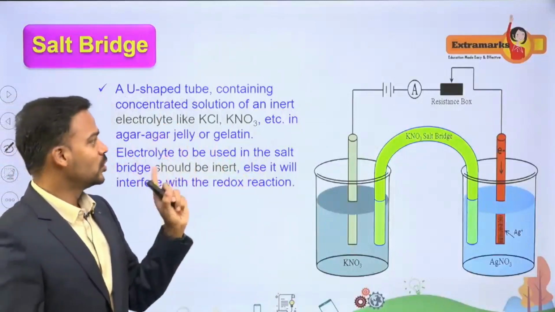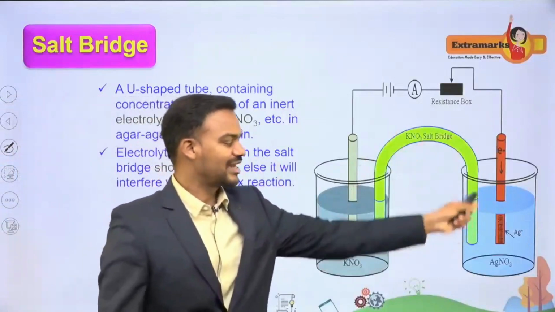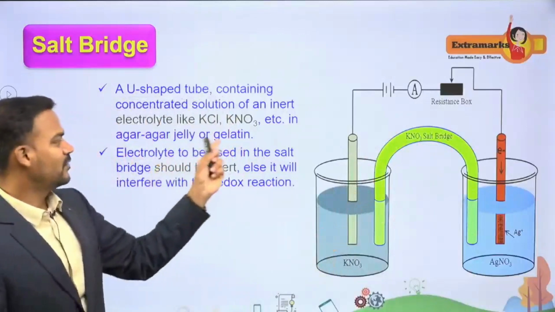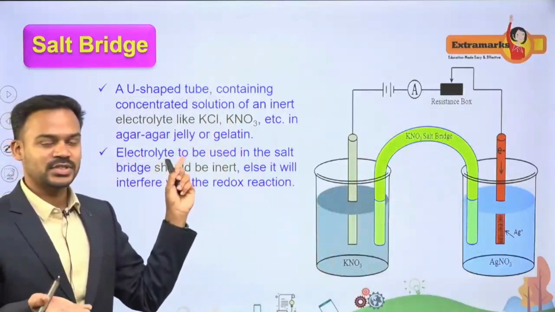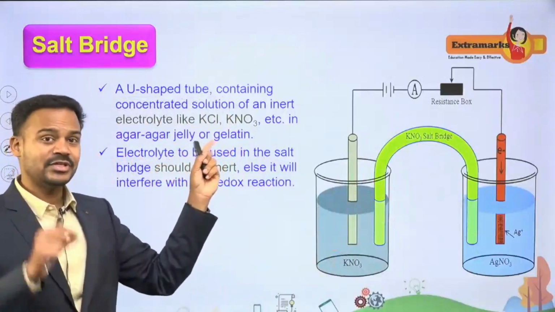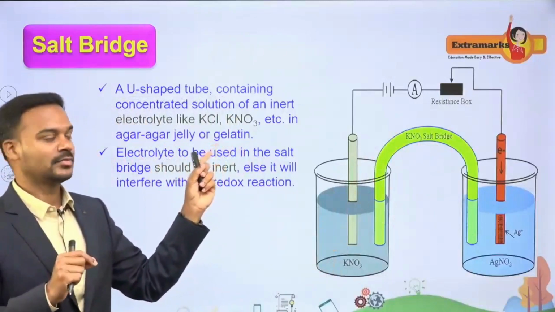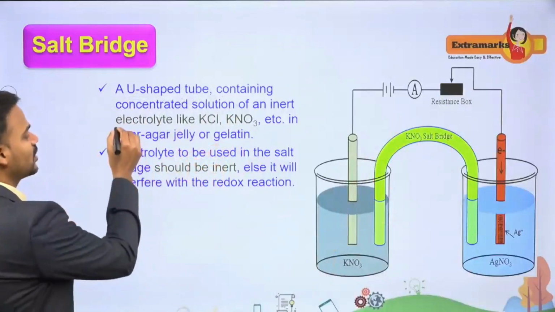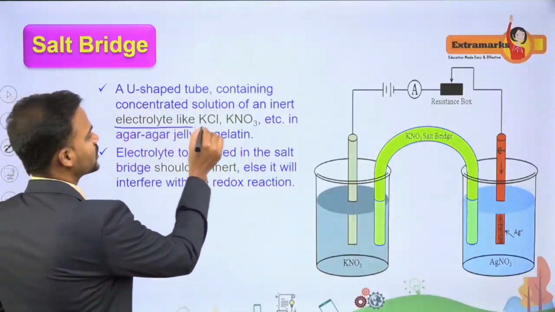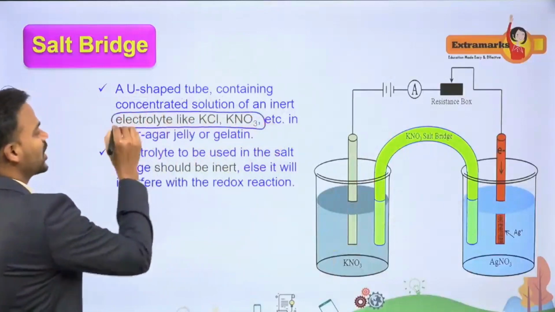So what is this salt bridge now? This salt bridge is like a glass tube which is filled with a jelly kind of substance, a gelatin kind of substance, in which you will have a salt present. What type of salts are we taking? We take an electrolyte like KCl or KNO3.